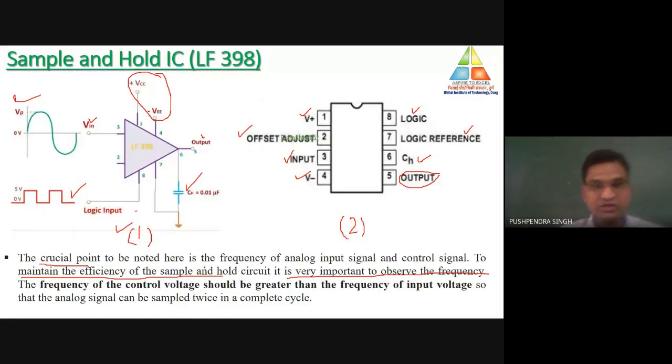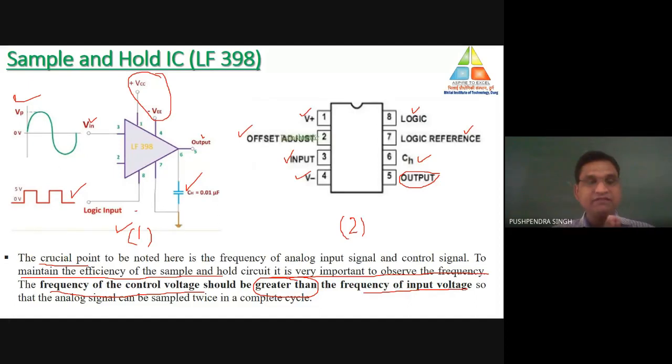What do you need to observe in frequency? There are two different input voltages: one is the control voltage and the second is the input voltage. Both have a frequency. But what should be the value of that frequency? The frequency of the control voltage should be greater than the frequency of the input voltage. That must be applied in the case of a sample and hold circuit.